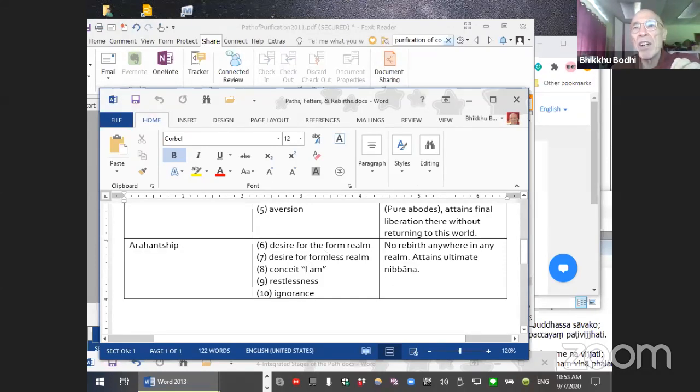And so for the arahant, there's no rebirth anywhere in any realm, but the arhat lives in the experience of nibbana, and with his passing away, attains the ultimate unconditioned nibbana.